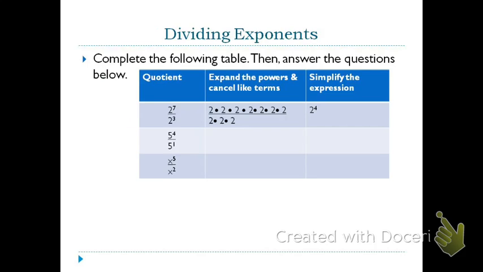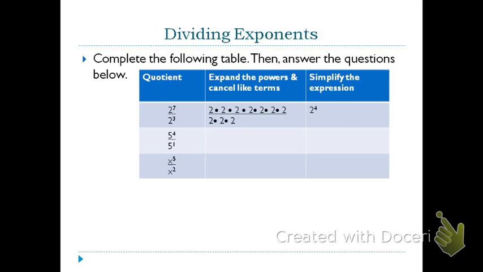Let's see if we can discover any patterns with division. Complete the following table and then answer the questions below that will appear in a minute. So the first one's been done for you. They have the quotient, or division, of 2 to the 7th power over 2 to the 3rd power.